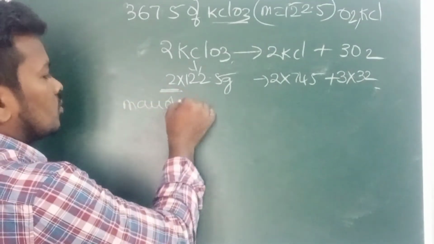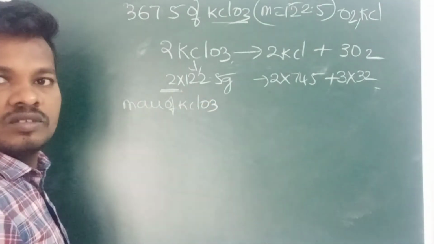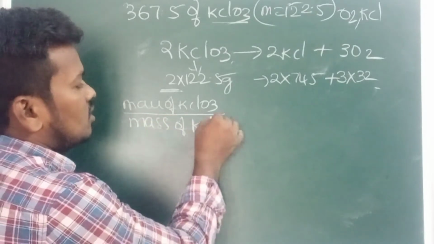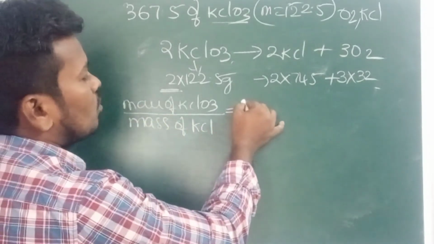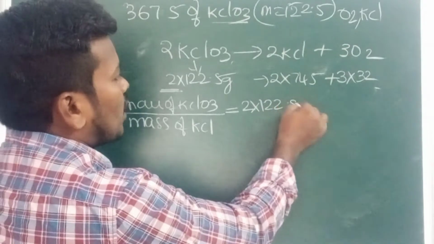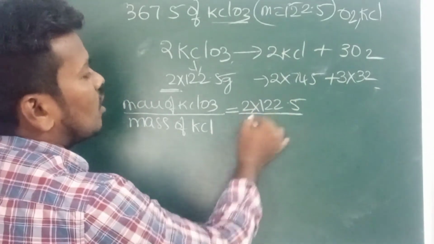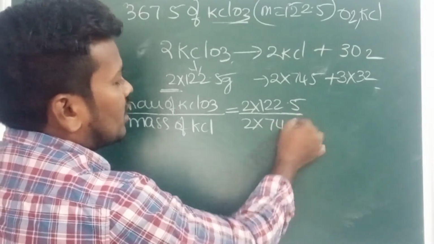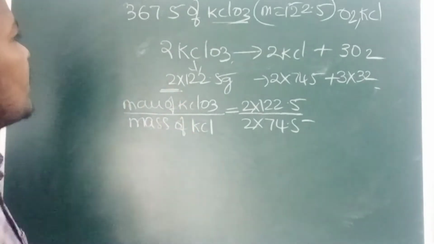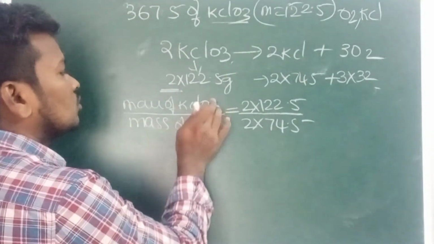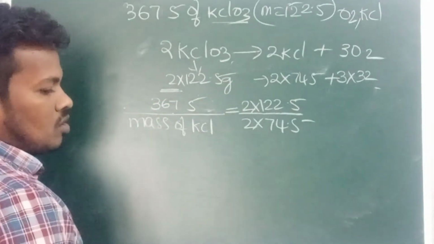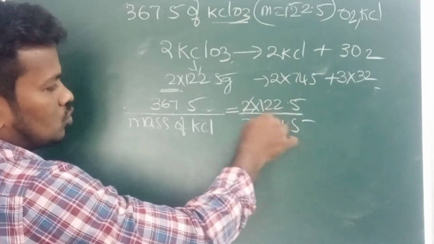So mass of KClO3 upon the mass of KCl is equal to, mass of KClO3 how much? Mass of KClO3 here is 2 into 122.5 upon the KCl. KCl how much? 2 into 74.5, they have given. We know. But here what happened? The mass of KClO3 they have already given. How much? 367.5. So in place of this mass of KClO3, I am writing 367.5.